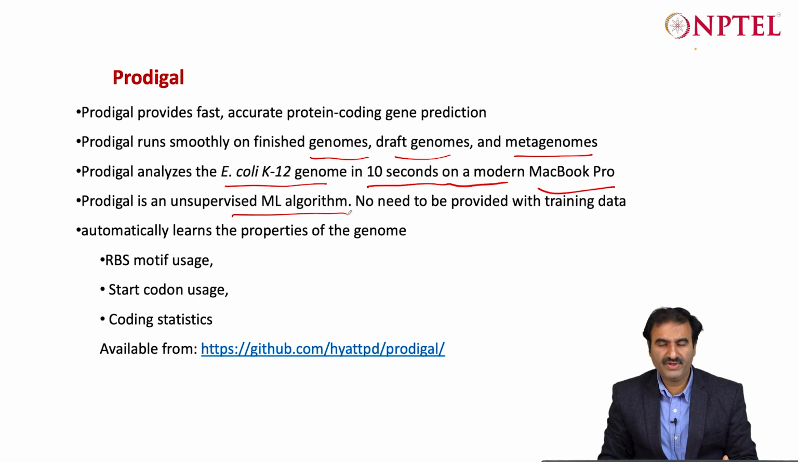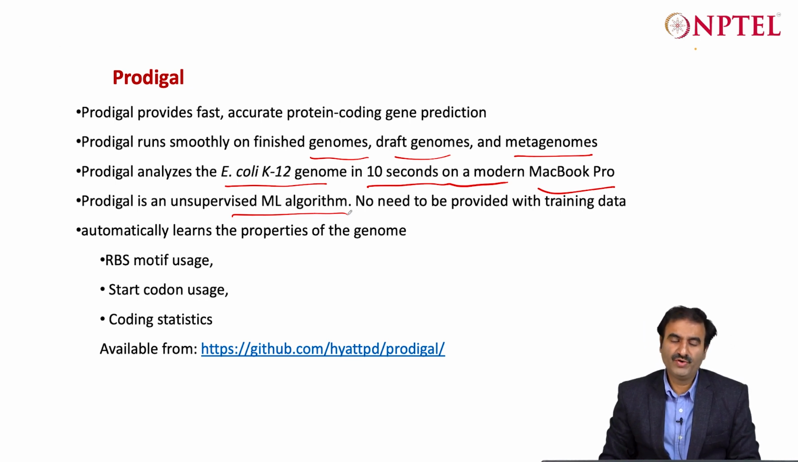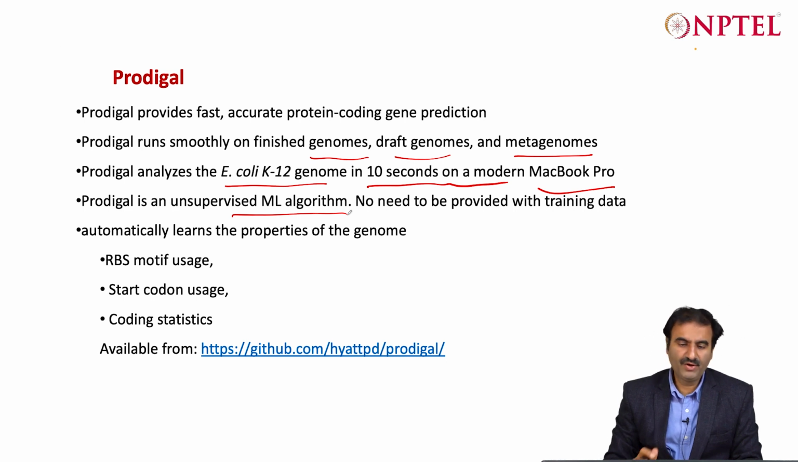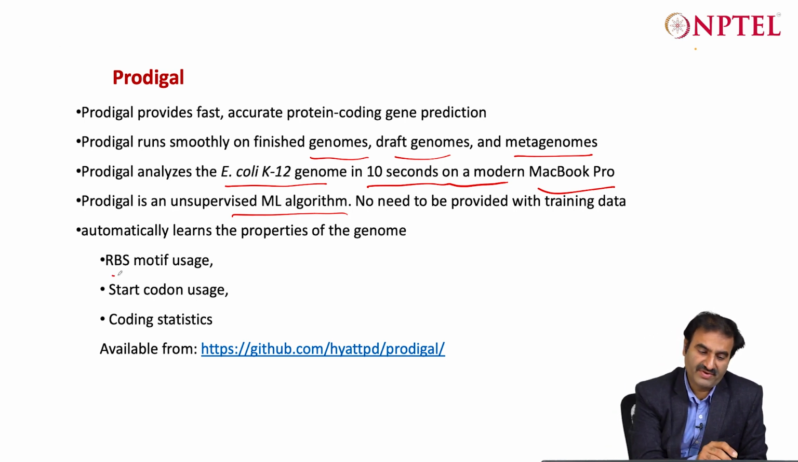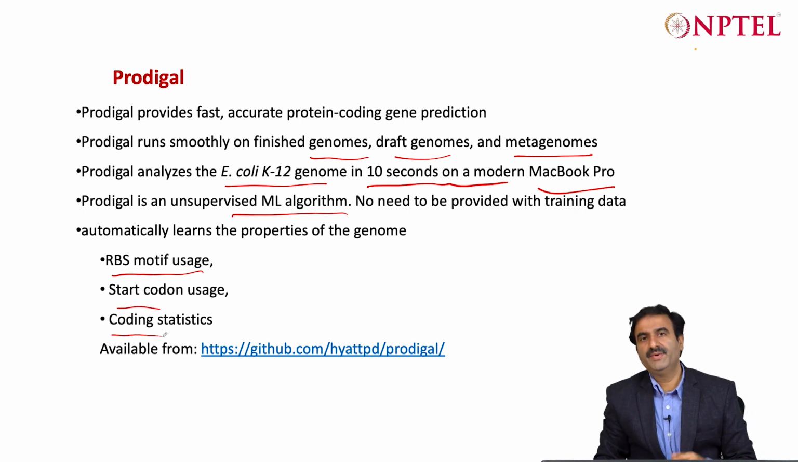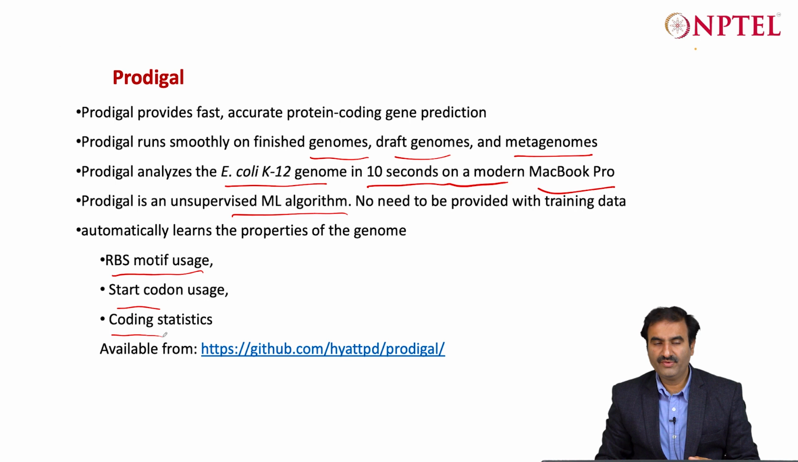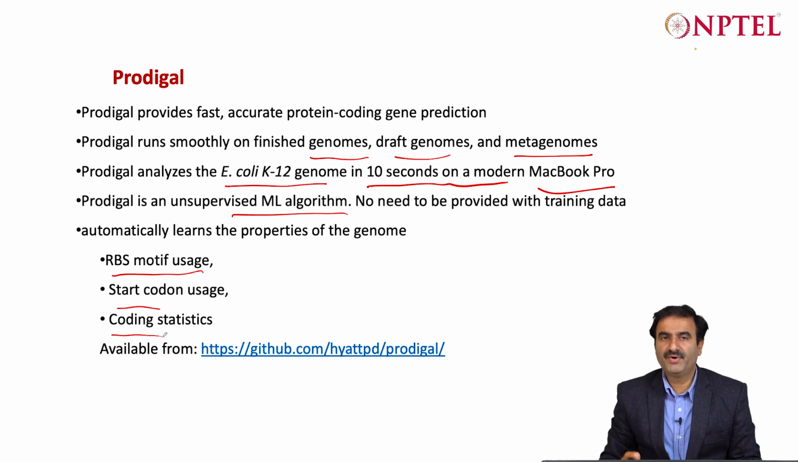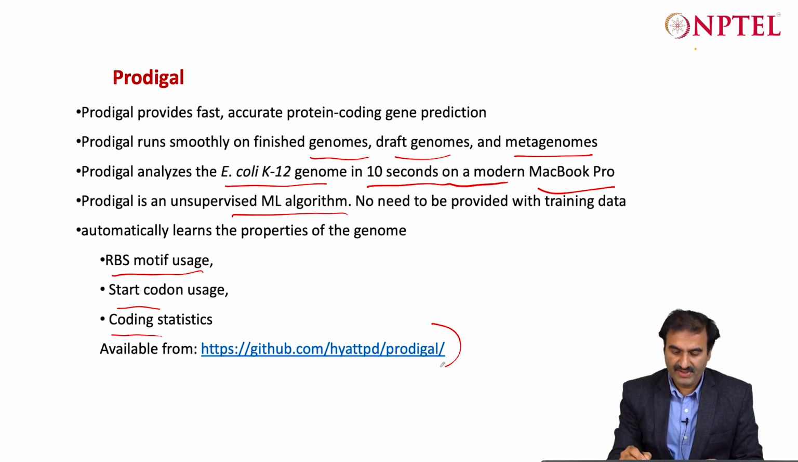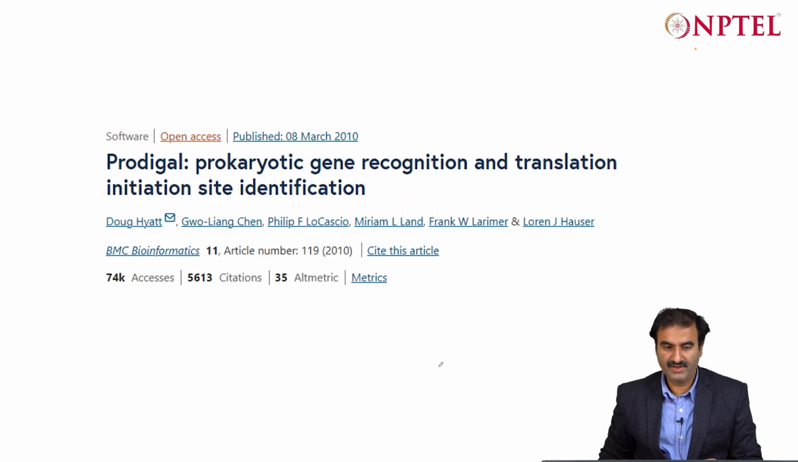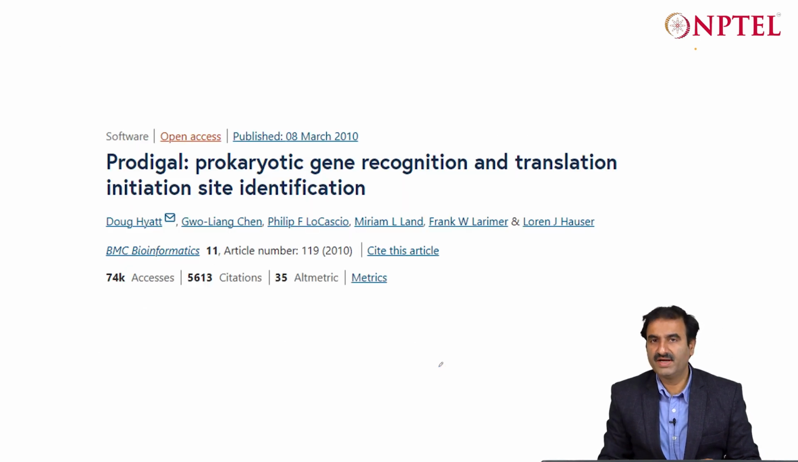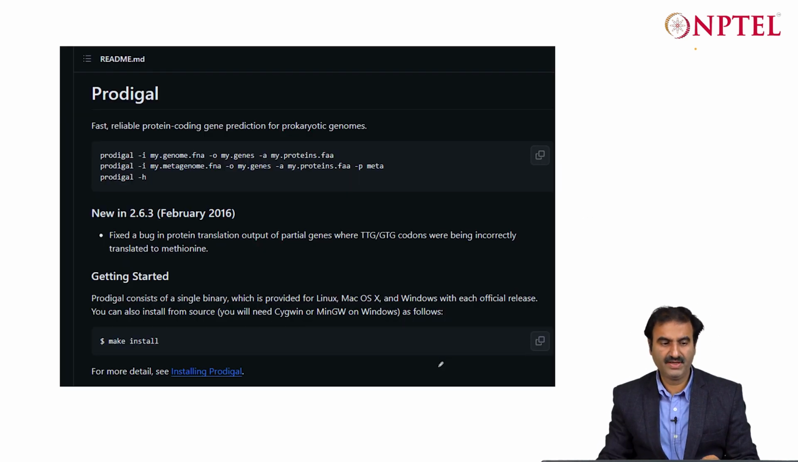Like Glimmer, which also does this using hidden Markov models, HMMs, it also considers other important properties such as RBS motifs, start codons, and coding statistics, like how many times codons occur. That is why it has gained a lot of importance and use in recent times, and it can be downloaded from GitHub. This is the paper that covered the Prodigal software, and now many new versions have come out for Prodigal.